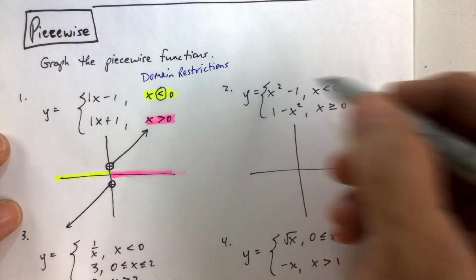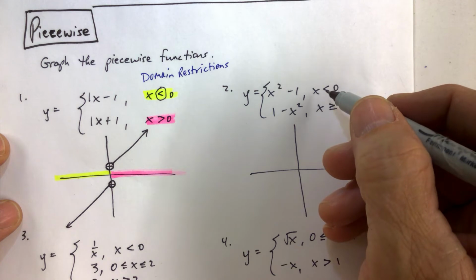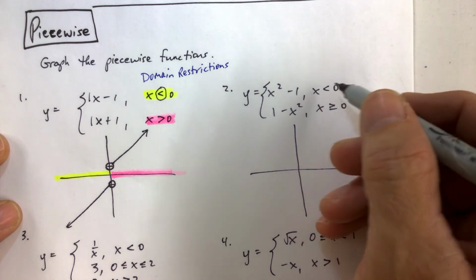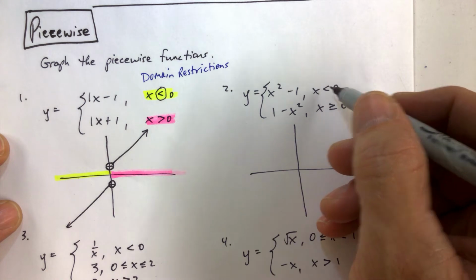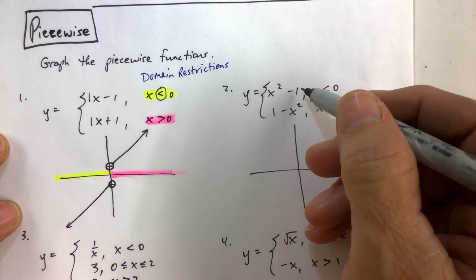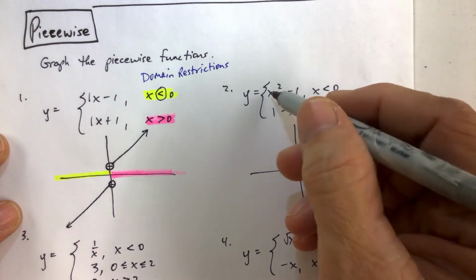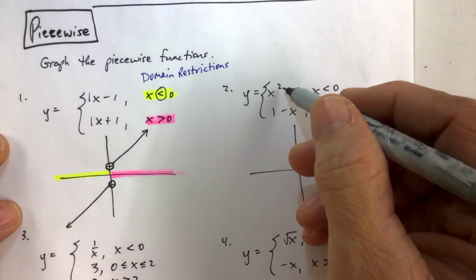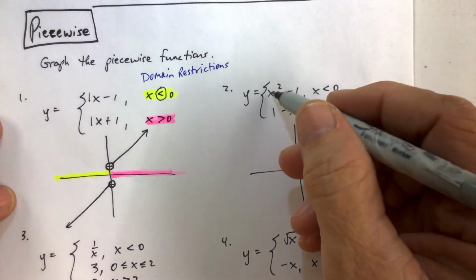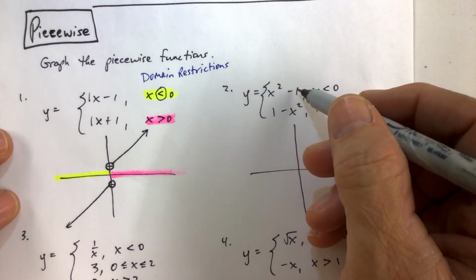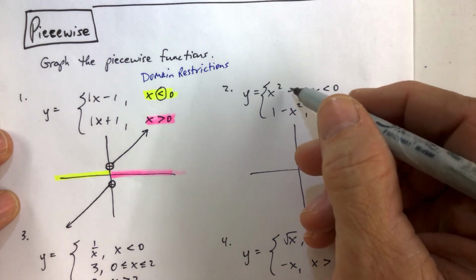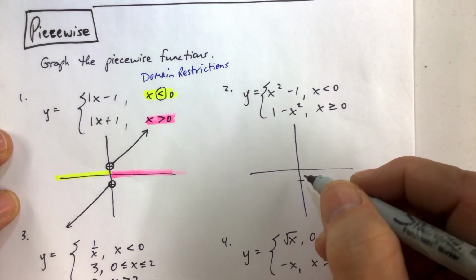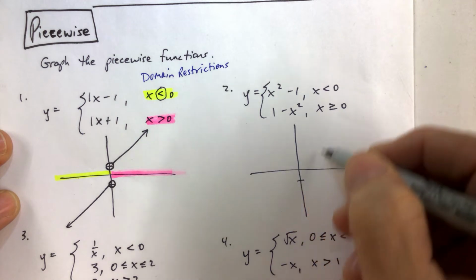All right, so let's take a look at this next one. y equals x squared minus 1 when x is less than 0. So we have to ask ourselves, what does x squared minus 1 look like? Well, if this quadratic function didn't have any domain restrictions, then it would still be a parabola, and the domain would be all real numbers. So it would have a y-intercept of negative 1, and it would be a parabola.